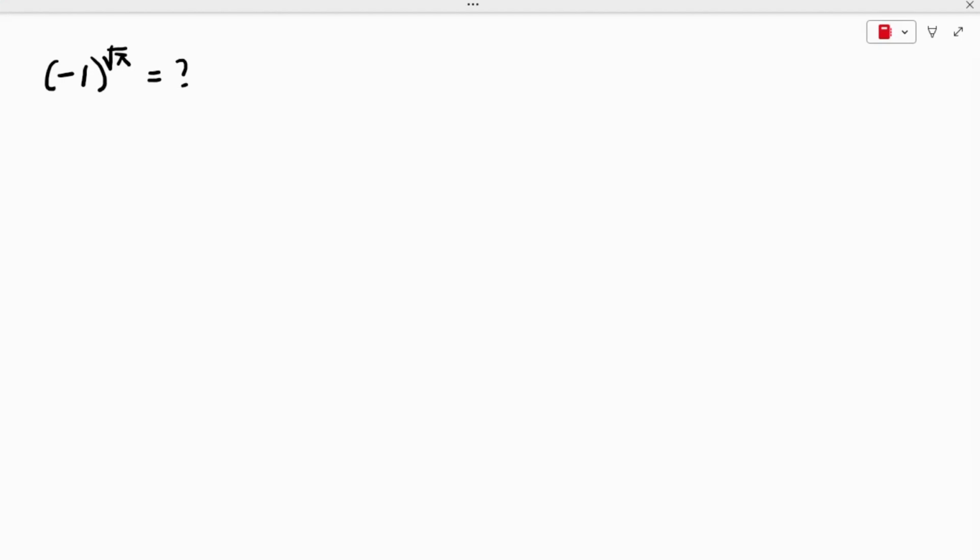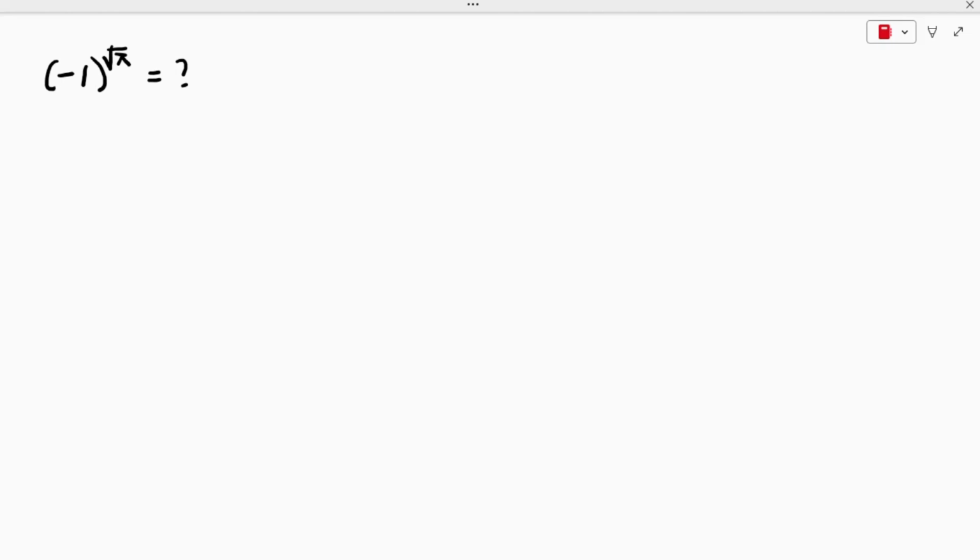So we have a question right here. It says (-1) raised to the power of root pi is equal to what? So let's look for the value of (-1) raised to the power of root pi. The first thing we want to do is to recognize that (-1) raised to the power of root pi can be expressed using polar coordinates in the complex plane. So we simply want to take note of that right here.